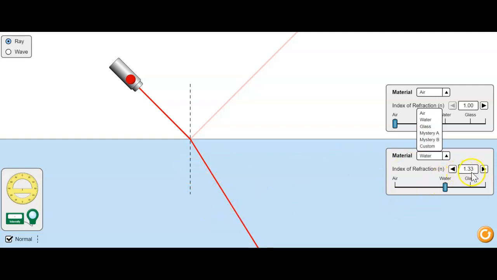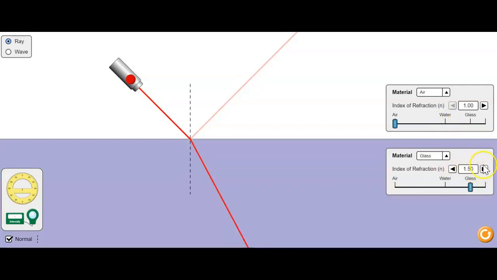But what is going to happen to my index of refraction? Let's see. Oh, my index of refraction all of a sudden went up to 1.50. I'm hoping that you're starting to make a connection between what the value of the index of refraction is and what that means about the way that light is going to behave in it.